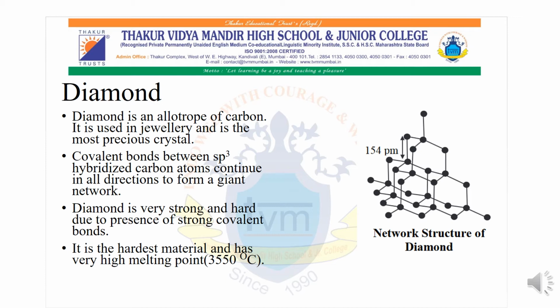Diamond is very strong and hard due to the presence of strong covalent bonds. It is the hardest material and has a very high melting point, that is 3550 degrees Celsius. If we check out the diagram, we can see the distance between two successive carbon atoms is 154 picometer. Because of this small distance, it is very difficult to break the bond, and so diamond is considered the hardest and is also used for cutting glass.